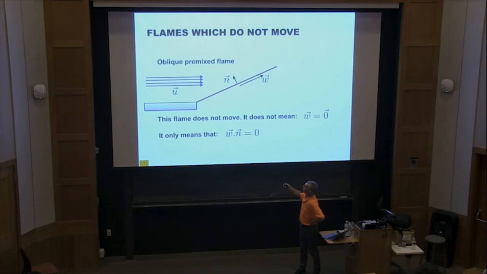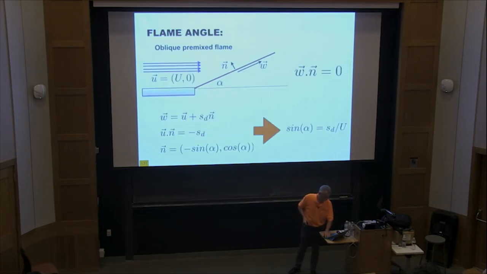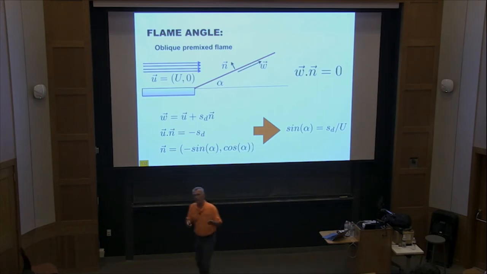So when we say that the flame is not moving, it only means that the flame is not moving in this direction, so that W dot N equals zero. Okay? Don't believe that the flow is not moving, only the flame. So if you use this property, here you can actually use SD. You write that W equals U plus SD N, that's the definition of SD, and then you project it to find W dot N equals zero, and you will find that the sine of this angle is equal to SD over U.